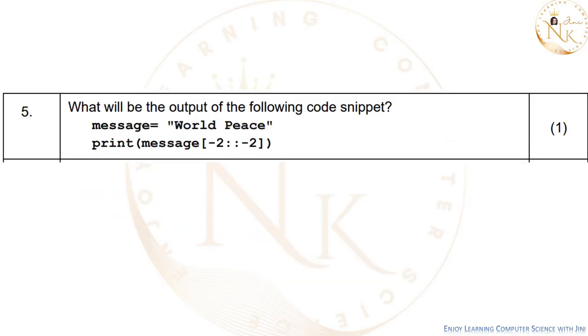Question number 5. What will be the output of the following code snippet? "World peace." Okay. So we have world peace. Since we have a negative index, we'll start with -1, -2. So what is the starting index? Starting index is -2. So this is your starting index C. So starting index always will come.